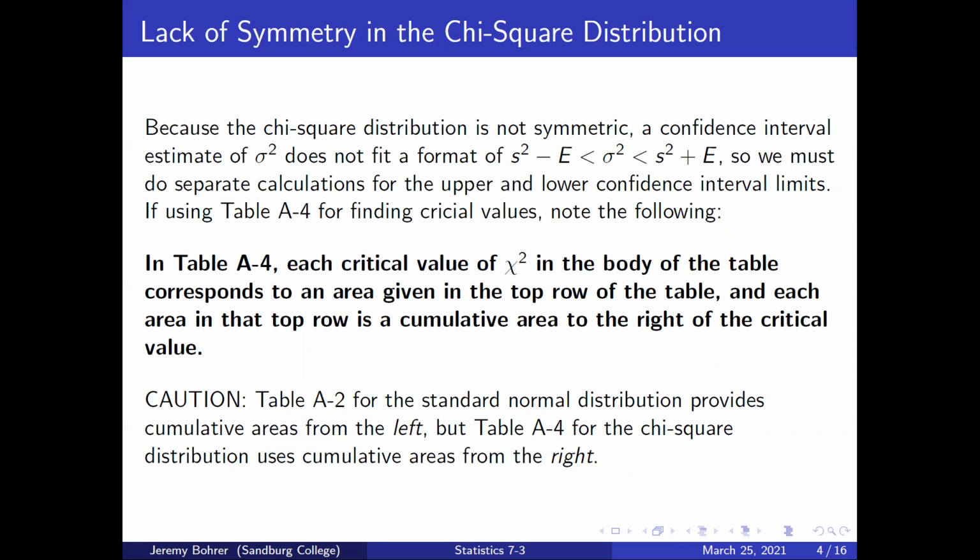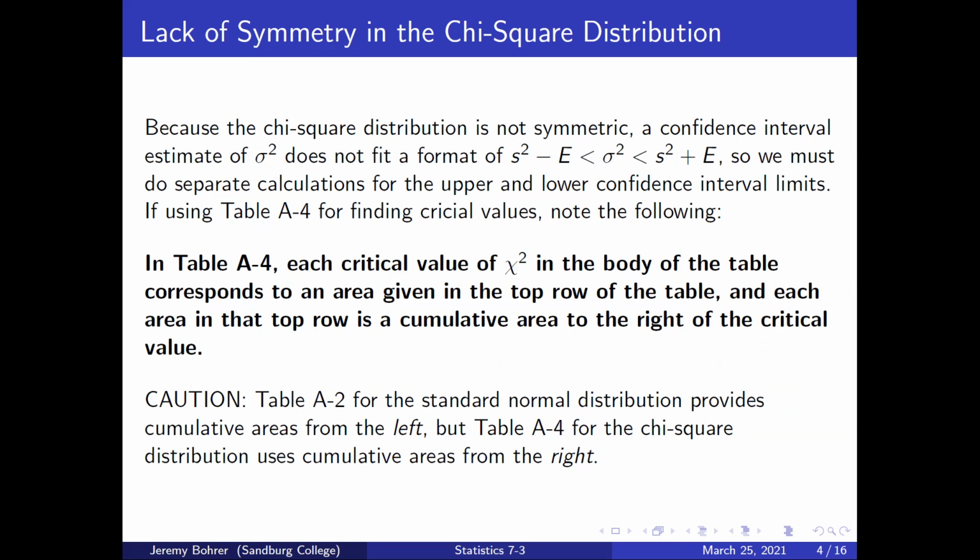Because the chi-square distribution is not symmetric, a confidence interval estimate of sigma squared does not fit a format of s squared minus e is less than sigma squared is less than s squared plus e. So we must do separate calculations for the upper and lower confidence interval limits.